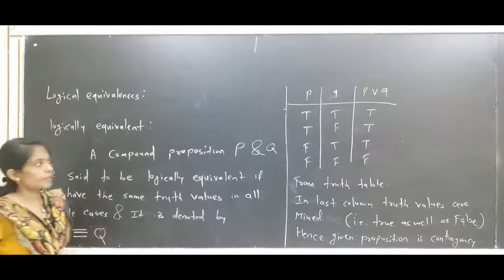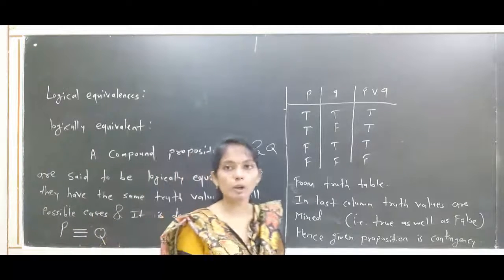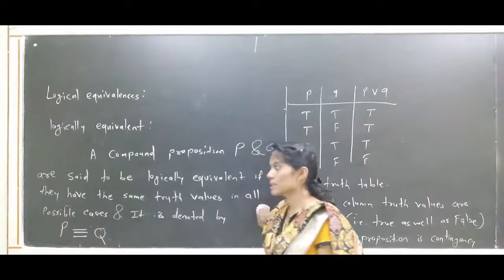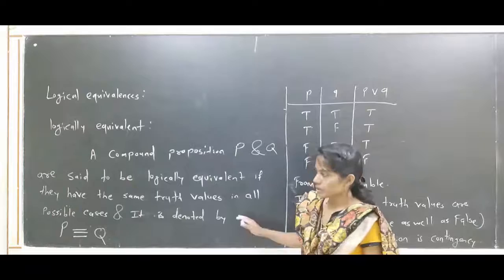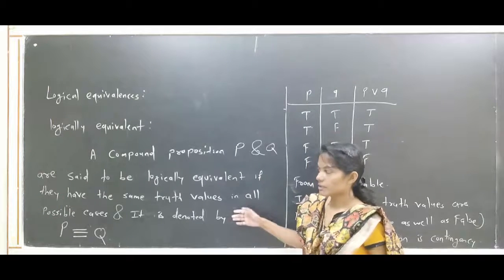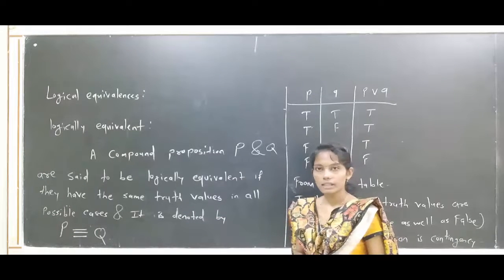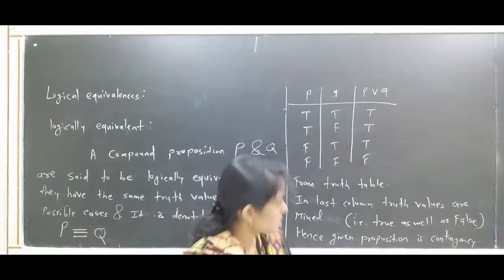So compound propositions P and Q are said to be logically equivalent if they have the same truth values in all possible cases. It is called logically equivalent and it is denoted by P equivalent to Q. Get it? Now we see an example of logical equivalence.